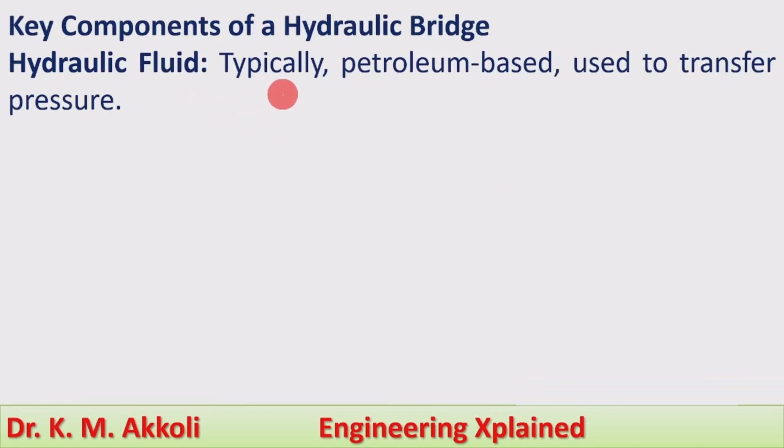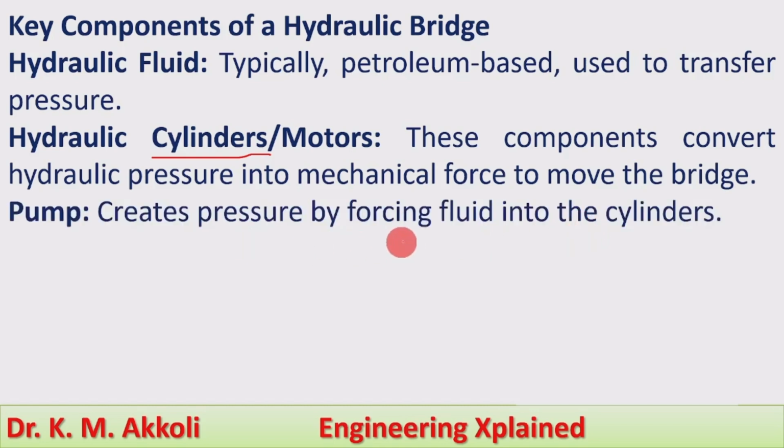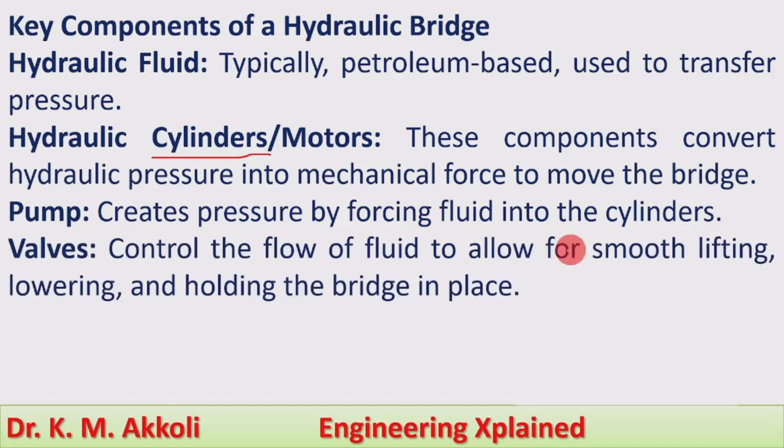Further, the key components of a hydraulic bridge. First one is hydraulic fluid. Typically, petroleum based fluids are used to transfer the pressure. Hydraulic cylinders or motors, as I mentioned already, convert the hydraulic pressure into mechanical force to move the bridge. Here we use hydraulic cylinders, and motors for rotary motion, which again, by some arrangements, can also be used for lifting the bridge. The pump creates the pressure by forcing fluid into the cylinders.